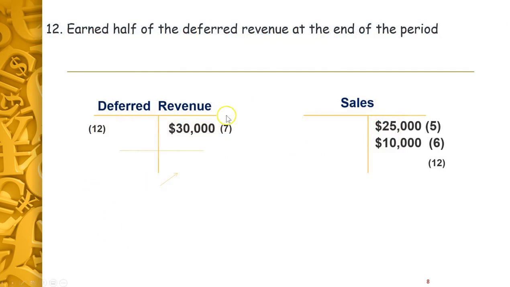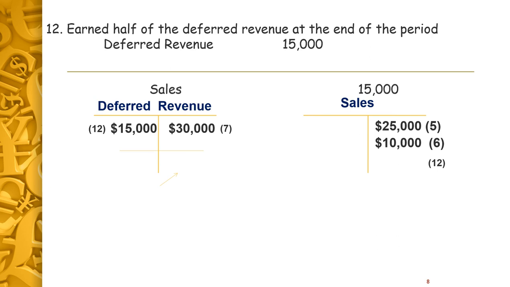So let's take a look at an example. We earned half of the deferred revenue at the end of the period. Again, this is from the same problem we had from the Chapter 2 presentation. So we had $30,000 on the books, and now what we've done is earned half of that. So what we're going to do is debit deferred revenue, and we're going to credit sales.